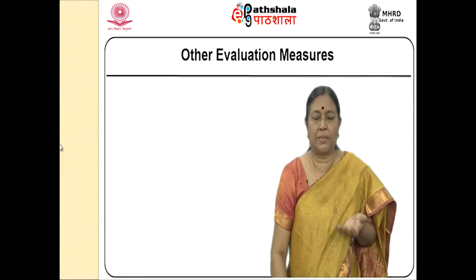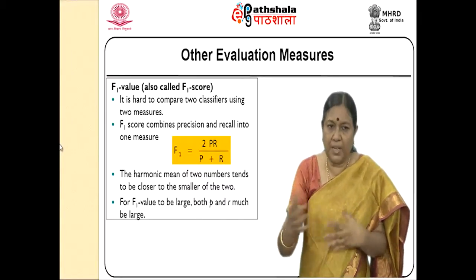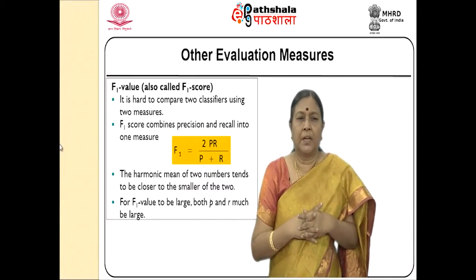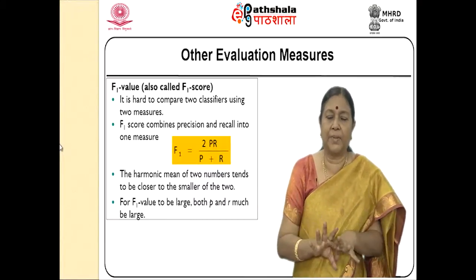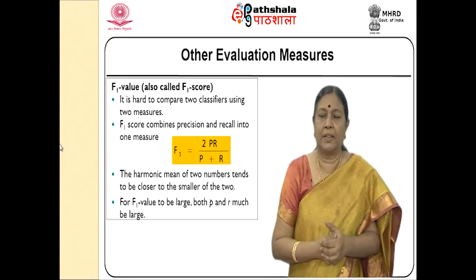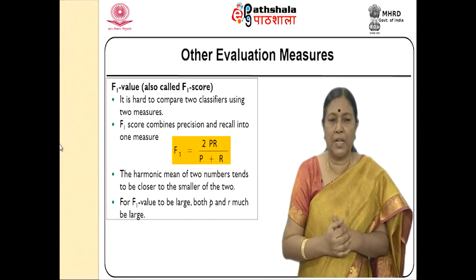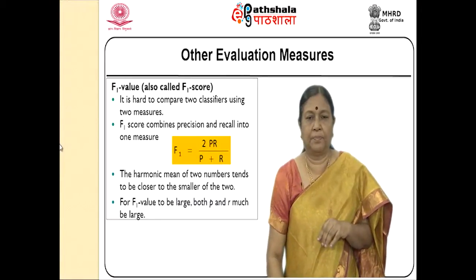There are other evaluation measures also. One is called F measure or F1 score, which is a combination of precision and recall. It is hard to compare 2 classifiers using 2 measures. So, they have combined precision and recall to give the F1 measure, which is 2 into PR divided by P plus R, which is the harmonic mean of 2 numbers, and if it is large, both P and R must also be large.